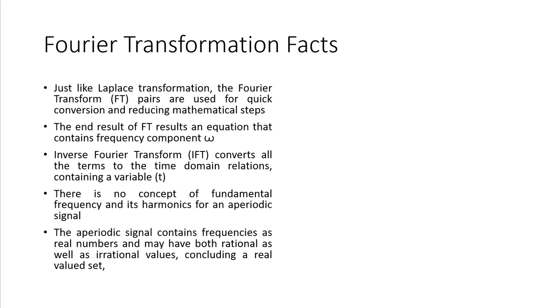And the aperiodic signal contains frequencies as real numbers. Frequency is real, but a j is with it. And it may have both rational as well as irrational values. So this will make a full real value set. So this is about the effects of Fourier transform.